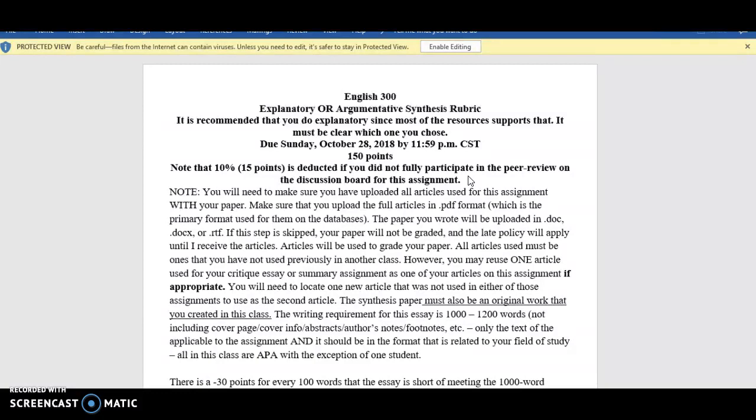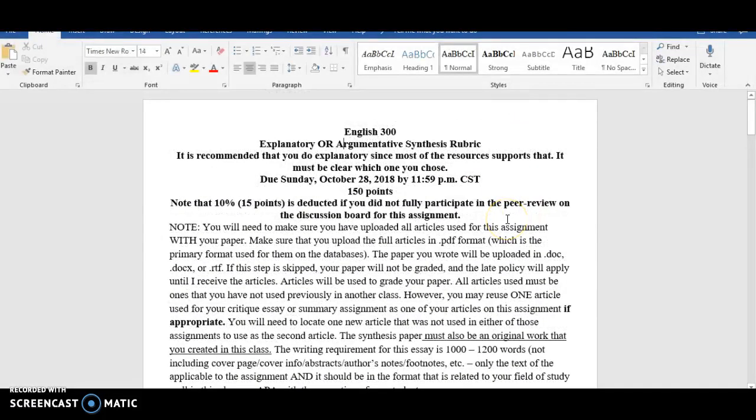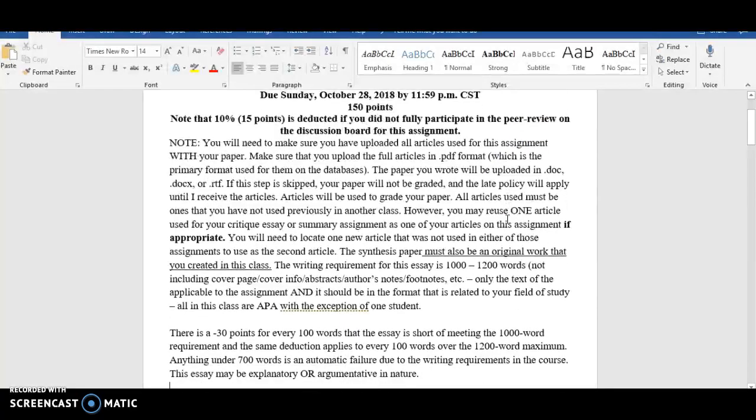Students can't really do good peer reviews for you and help you write a better paper if you don't have all the material there. So notice that the paper that you write will be uploaded in .doc or .docx, which is a Word format, and that's it. Your actual articles, though, will be uploaded in .pdf, which is usually the way that most of those papers come. If you do full text on the database, you're going to find PDF.